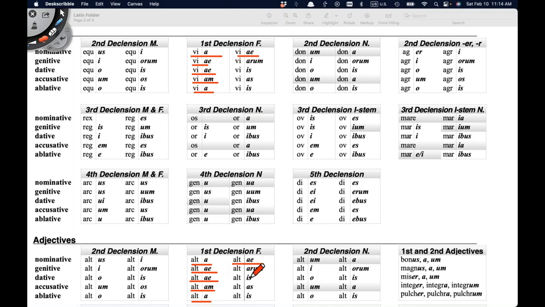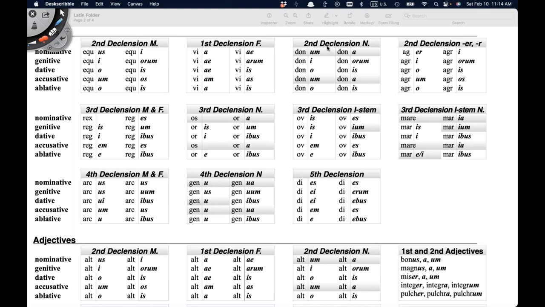We went to the plural side. The high roads, via alte. Of the high roads, viarum altarum. To the high roads, viis altis. I see the high roads, let's say, vias altas. And on the high roads, viis altis.